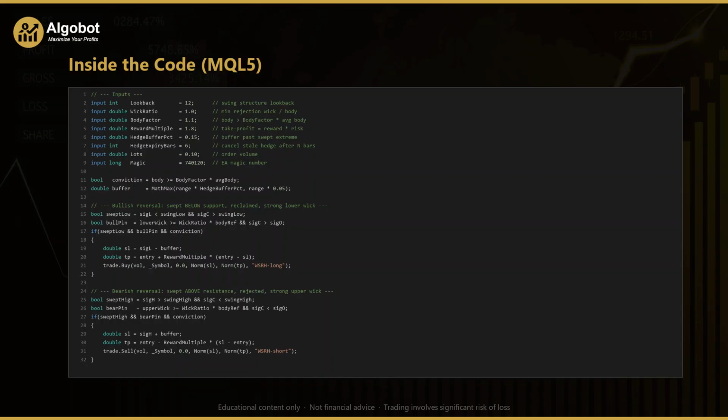The bearish block is the mirror image. Swept high is true when the signal high is above the swing high, but the close is back below it. Bear pin requires a dominant upper wick with a close below the open. When all three conditions hold, the stop is placed just above the swept high. The take profit is the reward multiple times the risk below entry, and the code calls trade.sell. Both sides share the same structure-based logic in opposite directions.